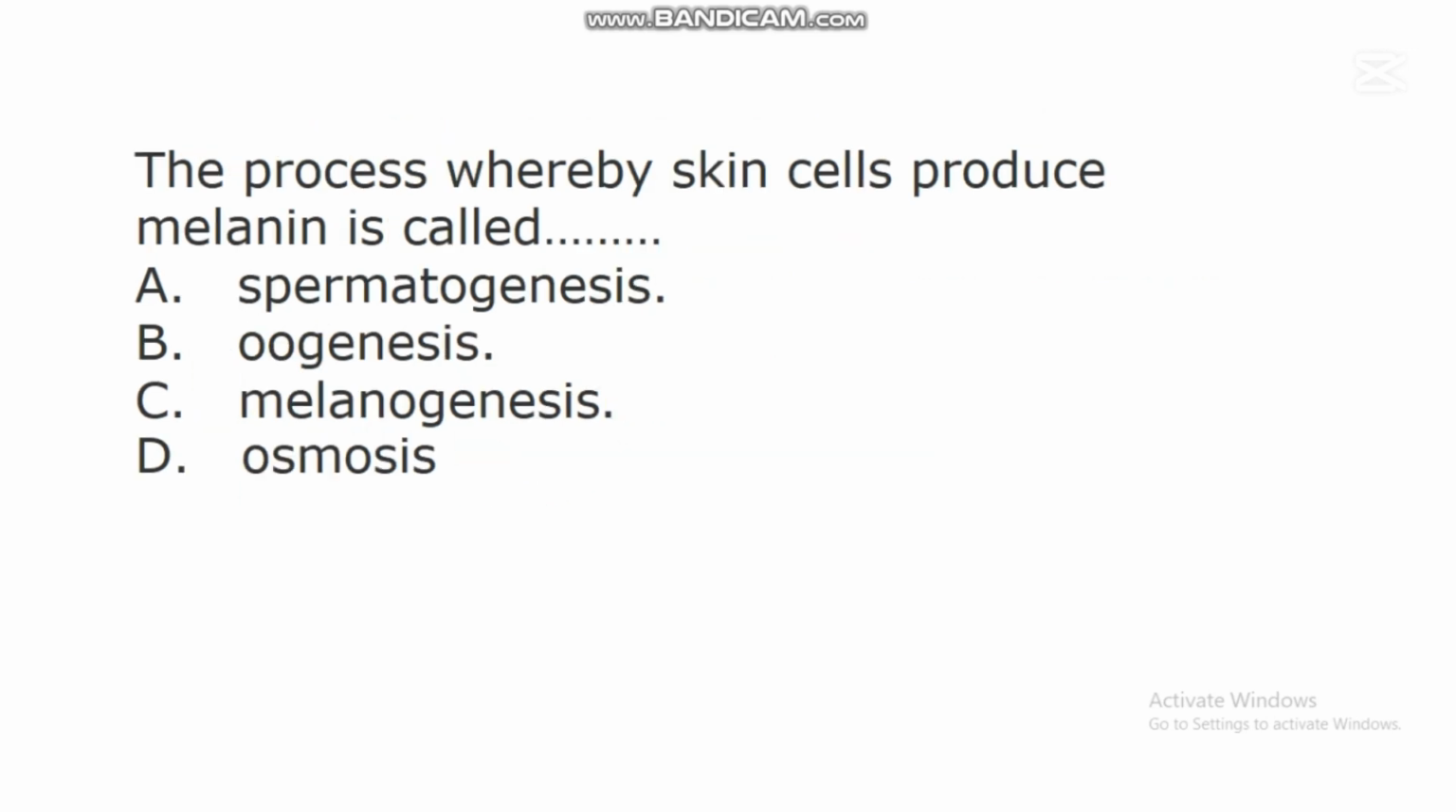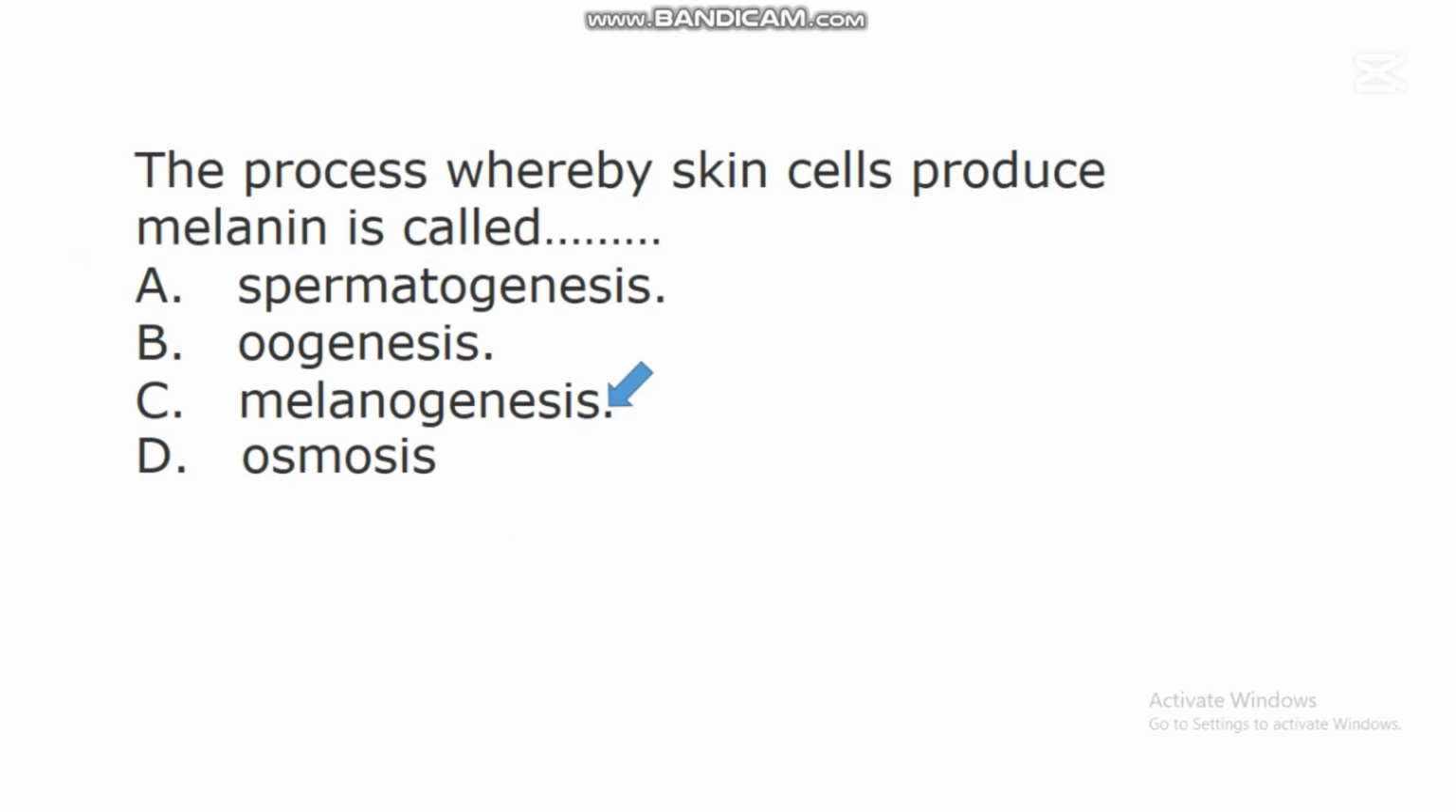The next question says, the process whereby skin cells produce melanin is called dash. A. Spermatogenesis, B. Oogenesis, C. Melanogenesis, D. Osmosis. In this question, the correct answer is C. Melanogenesis.